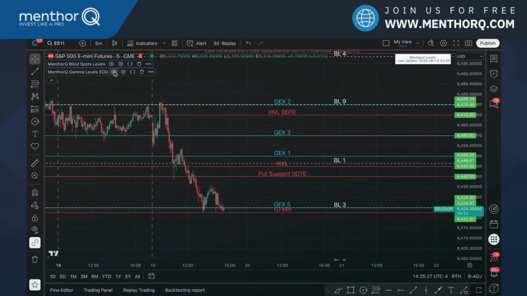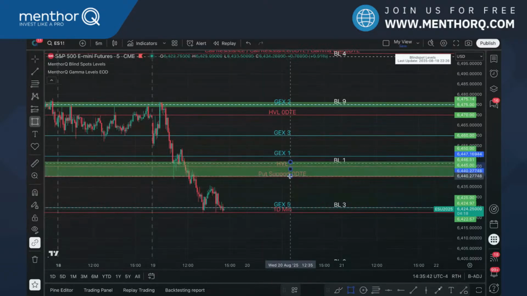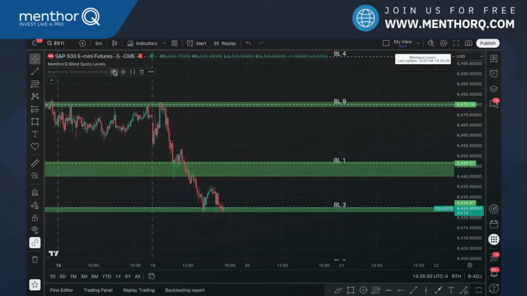We can also combine that with our gamma levels. This area was also confirmed with one of our gamma levels here. And then, of course, we had our BL1 and our HVL put support there. And then again, very important, we have our BL3 and our 1-day minimum. So as you can see, very, very easy.